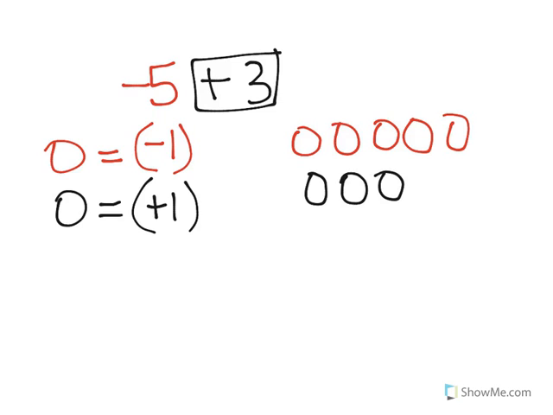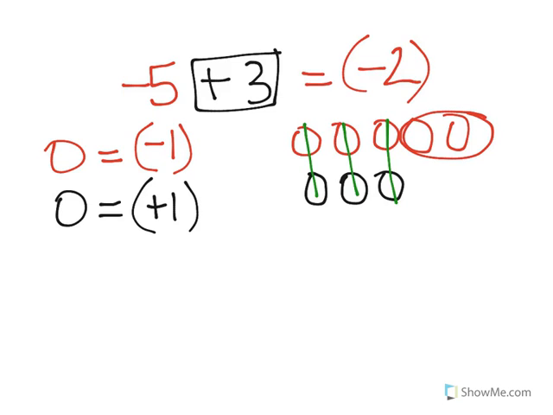1, 2, 3. Remember, zero pairs is when you have a positive and a negative. 0, 0, 0. What are you left with? Well, in this case, I'm left with 2, but what color is it? It's red, so that's -2. All right? Now, guys, please don't forget to put your sign.